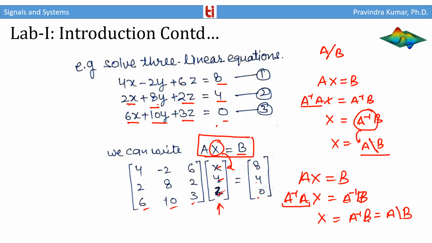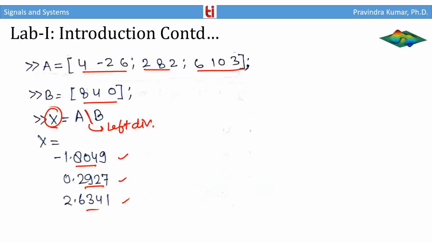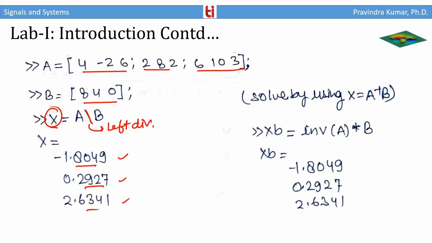You can also solve this using A inverse B. First of all, you have to find the inverse of A, then multiply with B, simply using the inv command. So if you use inv(A), the inverse of A, the meaning of this is A inverse B. So in MATLAB this is easy. If you write left division, this means A inverse B, or you can write inverse of A into B. The answer will be the same.